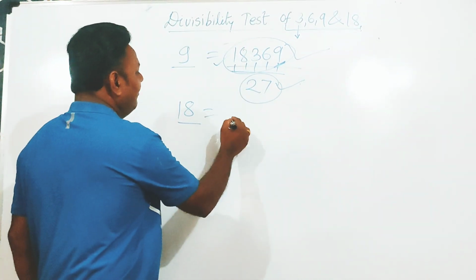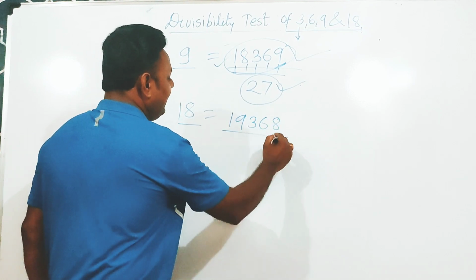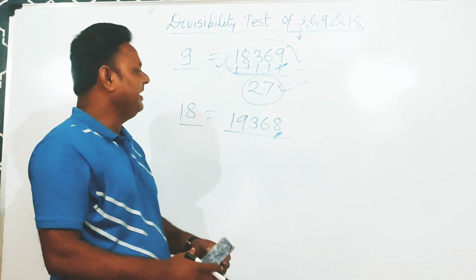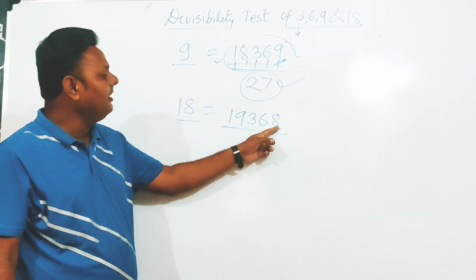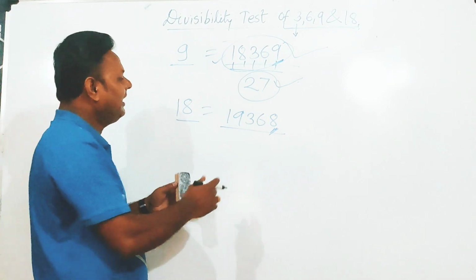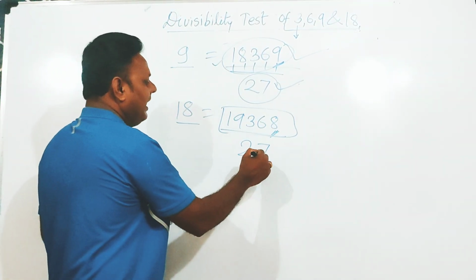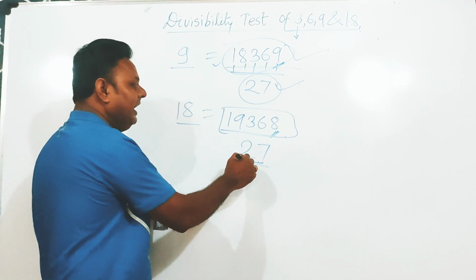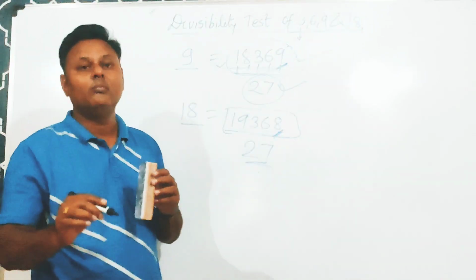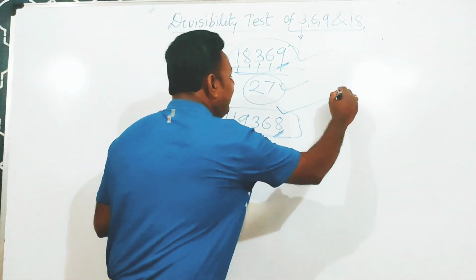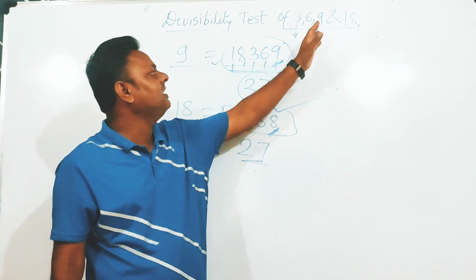If I change that number like this, 1, 9, 3, 6 and 8, what did I do? I changed the places of the digits, I interchanged them, and now it becomes an even number. We know that the addition of all the digits in this number is 27, which means it is divisible by 9, and the number is even. That's why the whole number is divisible by 18. So today we learned the divisibility test of 3, 6, 9 and 18.